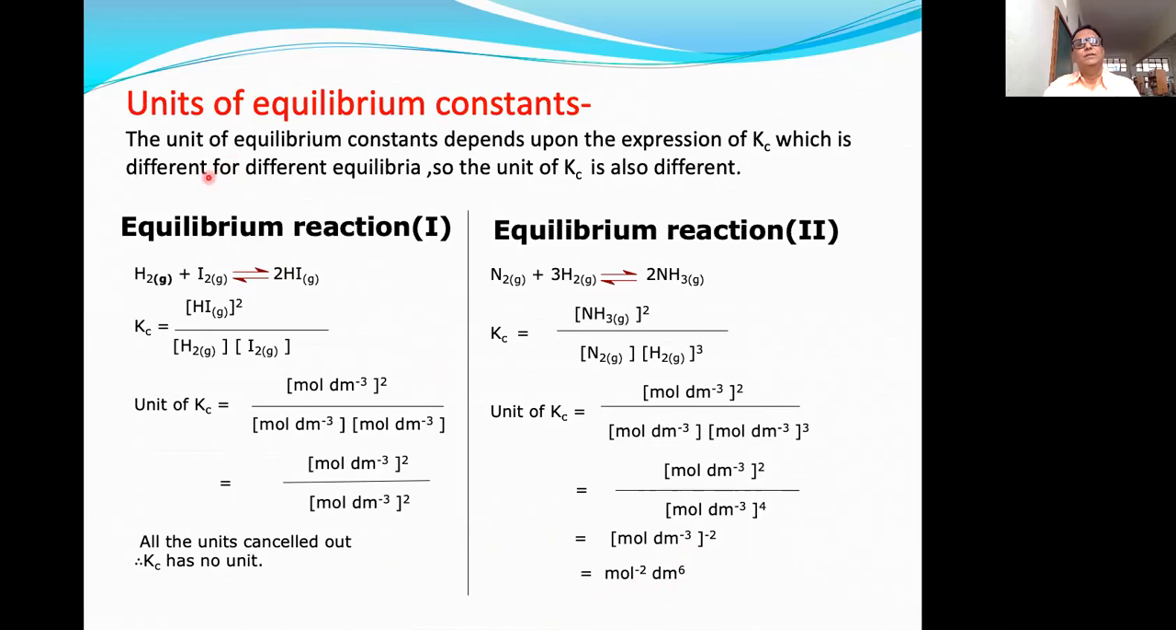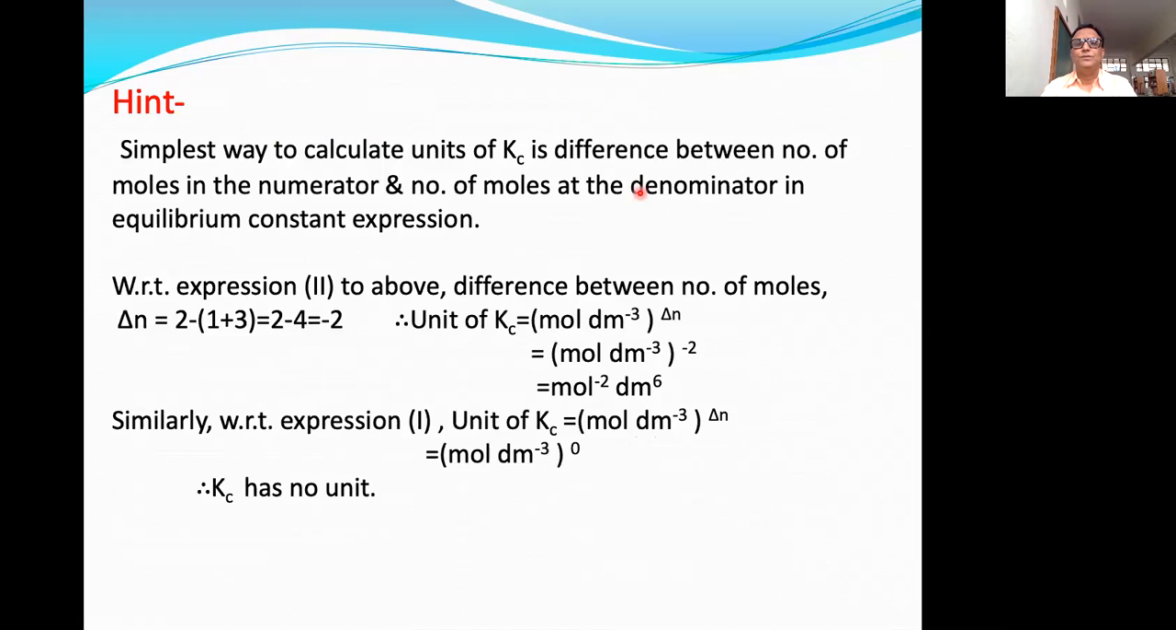So you can observe that the unit of equilibrium constant depends upon the expression of Kc, which is different for different equilibria. So the unit of Kc is also different. Is it clear? Okay.